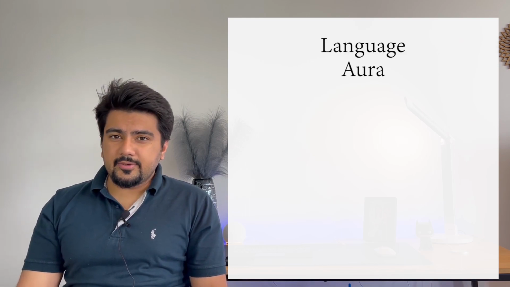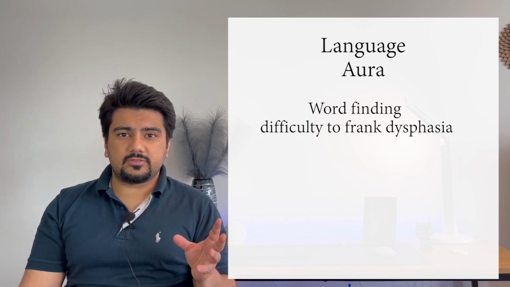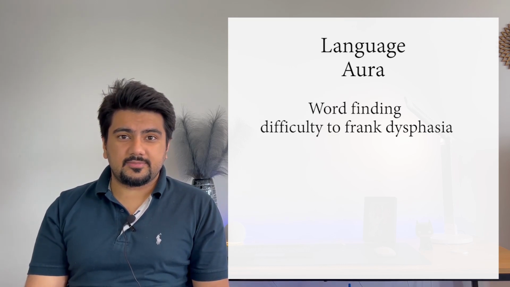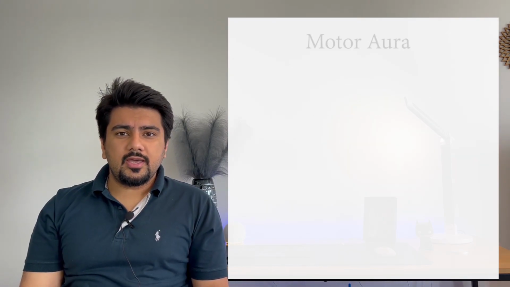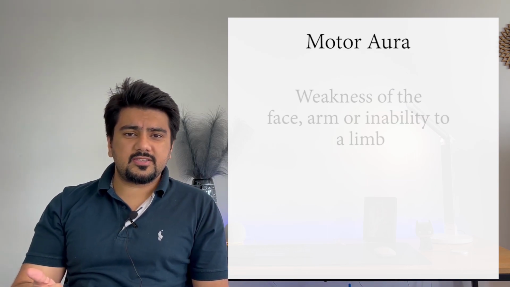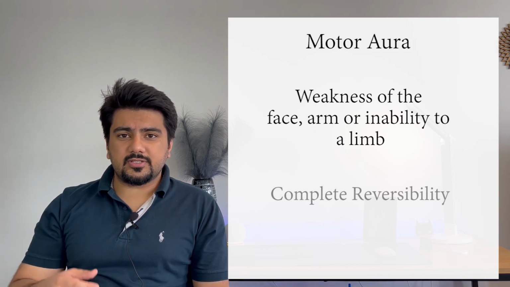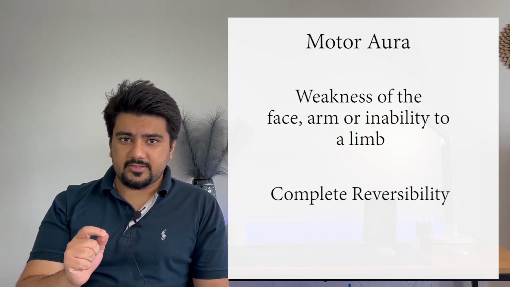The third thing is a language aura. Language aura can range from anywhere from mild word-finding difficulty all the way to frank dysphasia. The last one is a motor aura, and we've also heard about hemiplegic migraine. So you can have weakness of the face, the arms, the limbs, anywhere. But remember that there is complete reversibility of this paralysis.